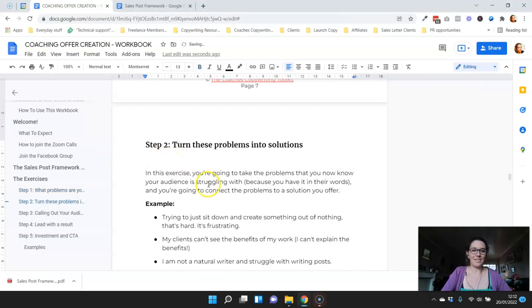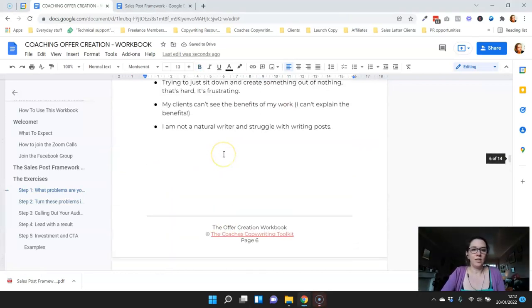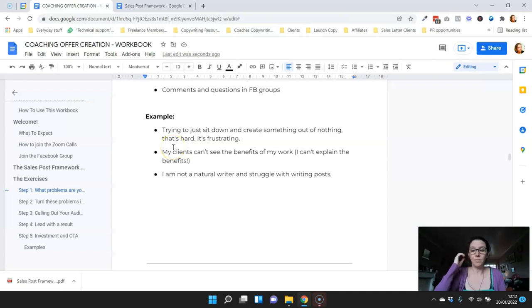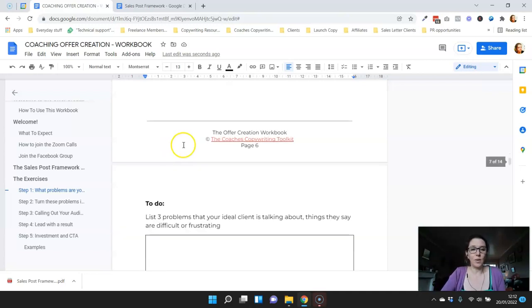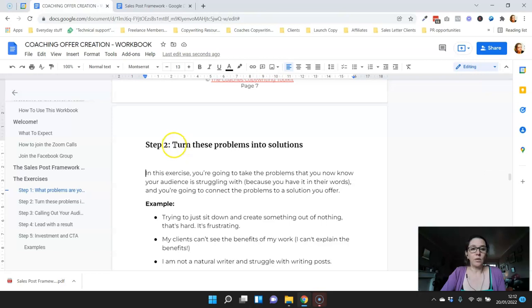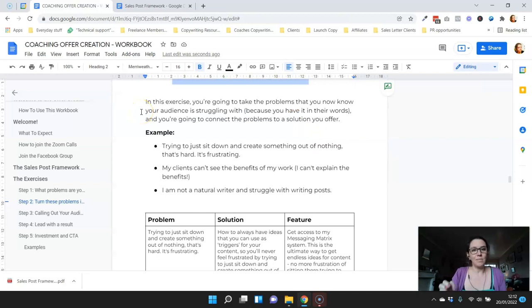Okay, so in the previous exercise, you got a list of just 3 problems that your audience is struggling with. So what we're going to be doing now is we're going to switch these around and turn these problems into solutions. What you've got is 3 statements that describe what your audience is struggling with because you've got it in their words. And now we're going to connect those problems to the solution that you offer.